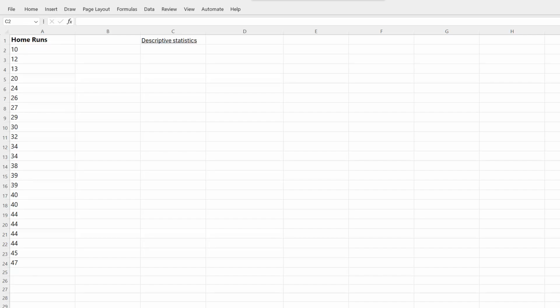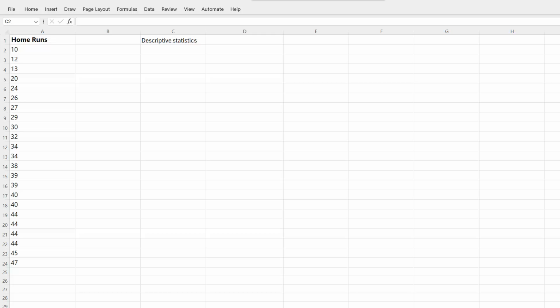And how can we describe a data set? There's many different ways to calculate things that help describe a data set. These things are called descriptive statistics. I have here our data from Chapter 2. These are Henry Aaron's home runs per season for the 23 seasons that he played Major League Baseball. How can we describe this data set?